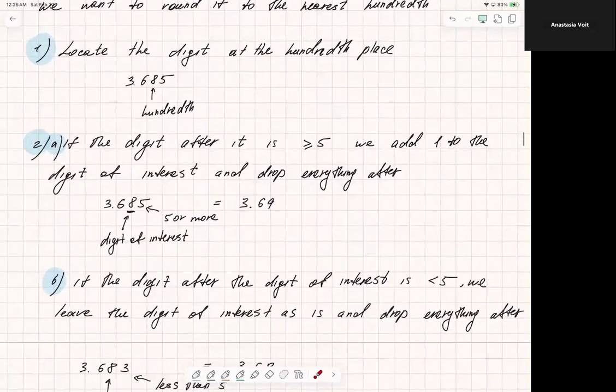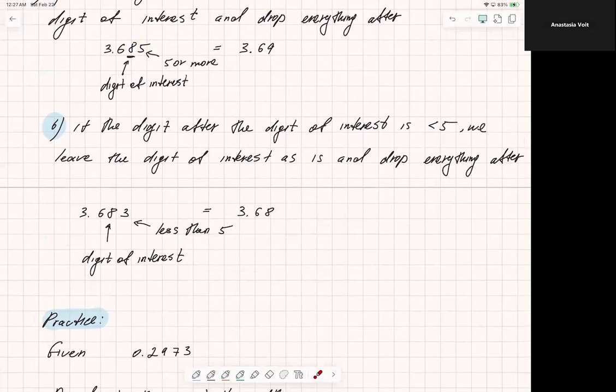Now, if the digit after the digit of interest is greater than or equal to 5, if it's 5 or more, we add 1 to the digit of interest, and then we drop everything else. So in this case, we see that 5 is greater than or equal to 5, right? So 5 is equal to 5. That means that we will add 1 to this 8 and drop whatever is on the right side. So from 3.685, we would get to 3.69. So 5, we don't need it anymore. But since 5 is greater than or equal to 5, we add 1 to 8, which becomes 9. So we have 3.69. Okay.